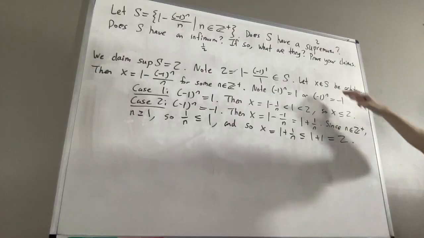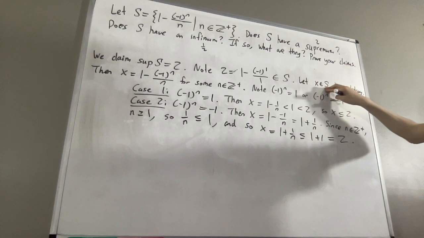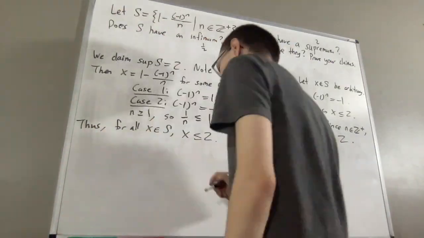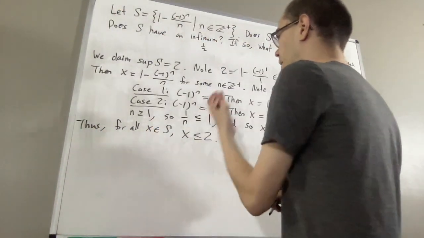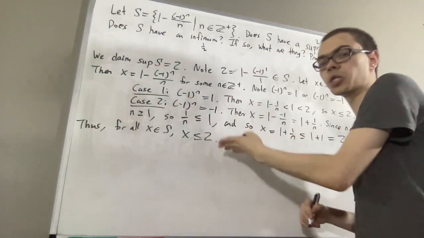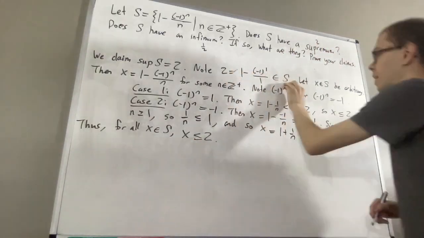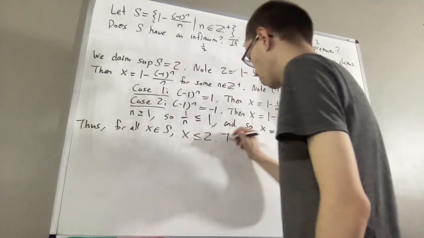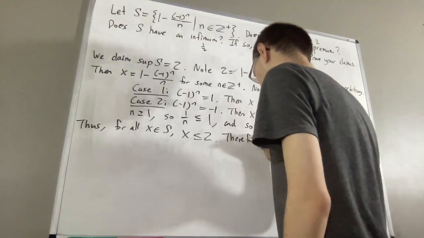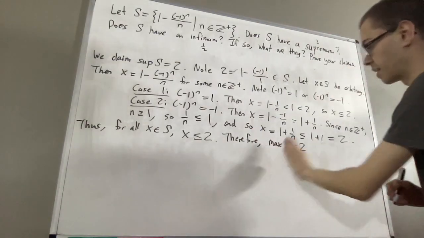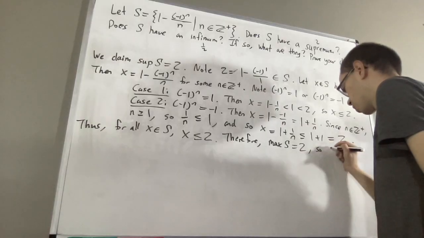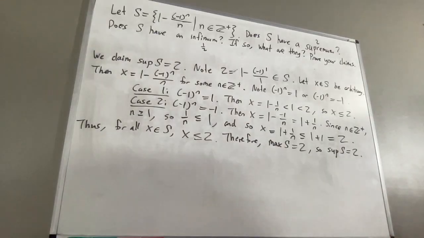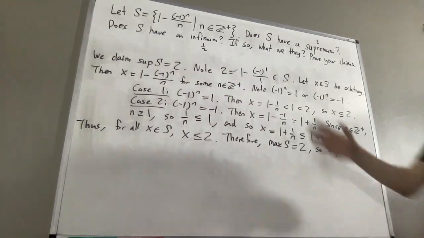So putting this all together, we have shown for every x in S, x is less than or equal to 2. And so that proves 2 is the largest element of S, right? Because 2 is an element of S itself, and every element of S is less than or equal to 2. Therefore, 2 is the maximum element of S. But the maximum of a set is the supremum, so this shows the supremum of S is equal to 2. And so we're done. That proves our claim about the supremum.